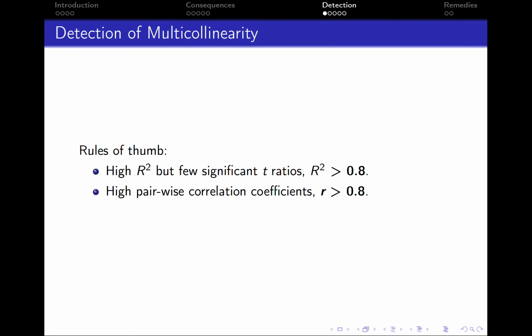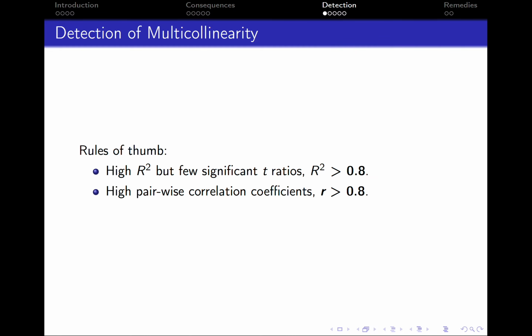So for example, if you look at your first estimation results and you see that your coefficients are statistically insignificant, which means that you have few significant t-ratios, right? So the t-ratios are somewhat lower than 2, but you have a very high r-squared, something higher than 0.8, this might be the case of multicollinearity.